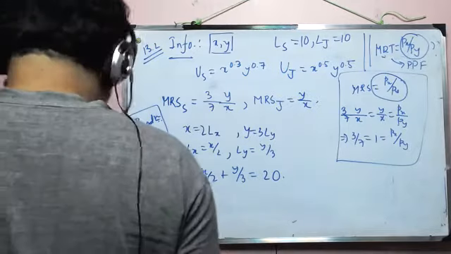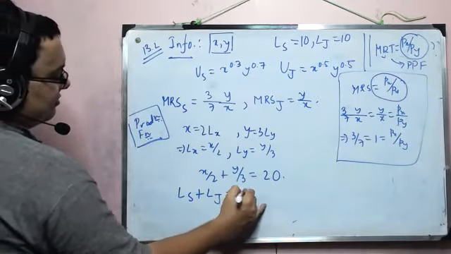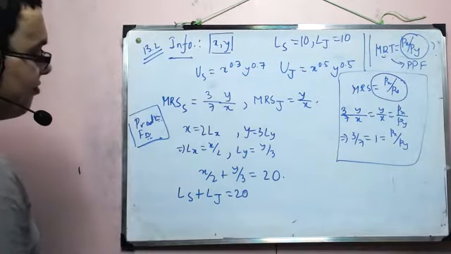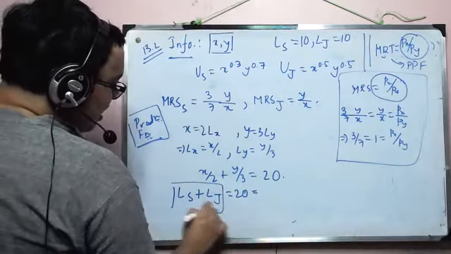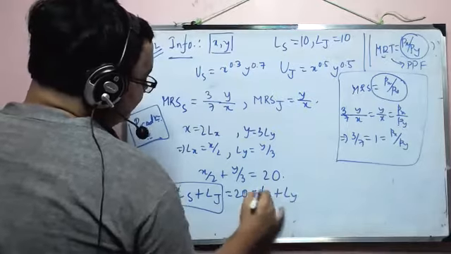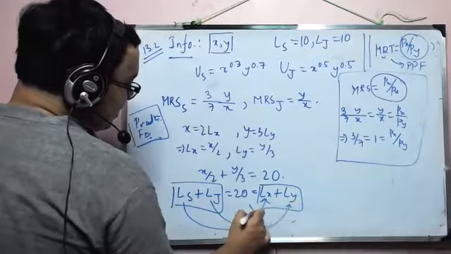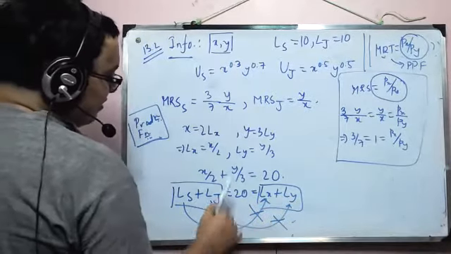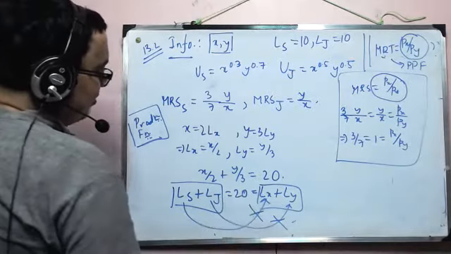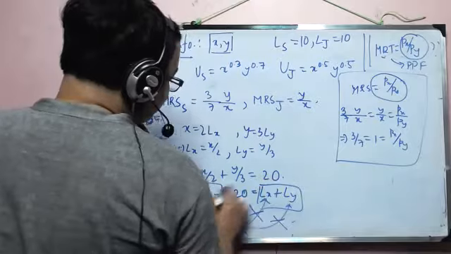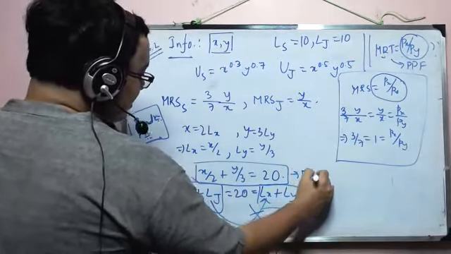Now, how does that come? The original equation is Ls plus Lj equals 20. Since they are indifferent, I can write that this sum and this sum are the same. Note this: I'm not writing Ls equals Lx or Lj equals Ly. What I'm writing is that these two are equal. One of the boundary conditions is that this equality must hold. So that gives me x by 2 plus y by 3 equals 20. So this is my PPF.